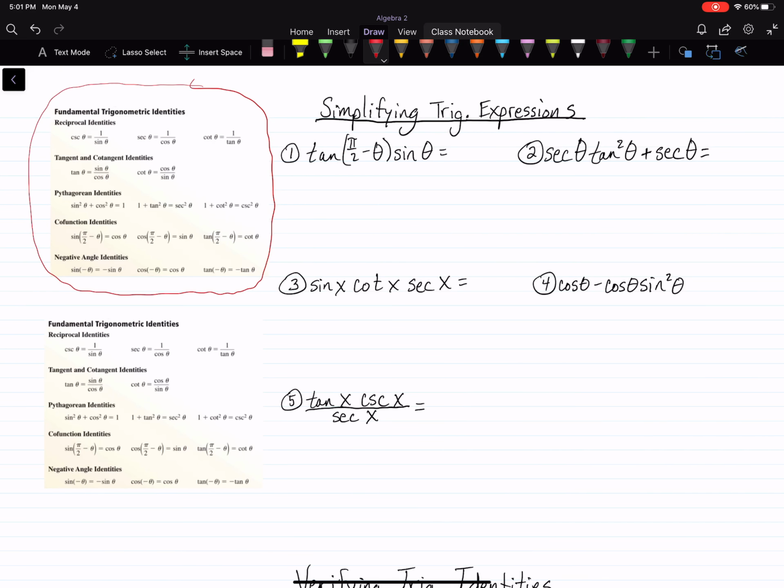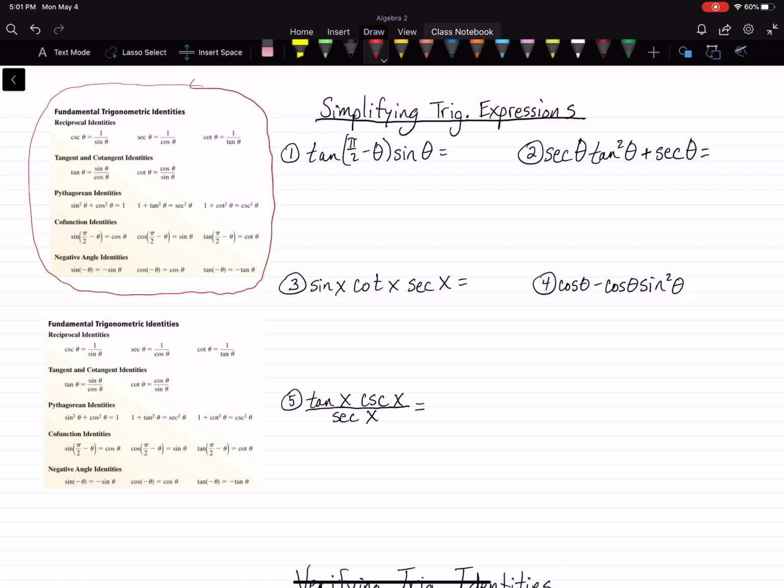The more familiar you are with the identities, the easier these problems are. So very, very important, especially for the ACT. If you know your identities, a lot of the problems are really easy. If you don't, you can still do the problem, but it takes a lot longer. So here we go. Basically, you're going to simplify the expression they've given you.